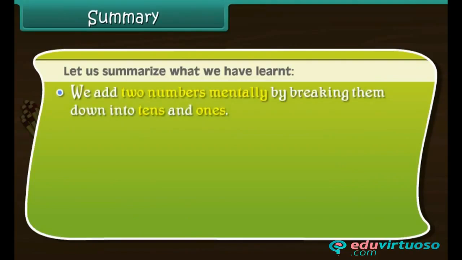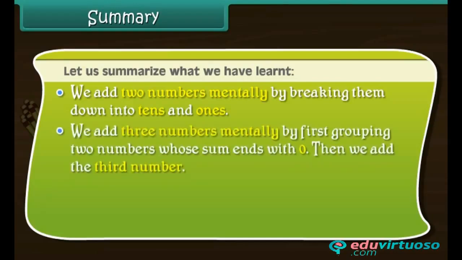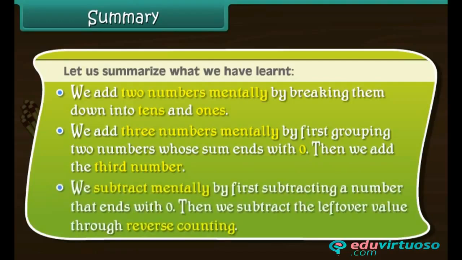We add two numbers mentally by breaking them down into tens and ones. We add three numbers mentally by first grouping two numbers whose sum ends with 0. Then we add the third number. We subtract mentally by first subtracting a number that ends with 0. Then we subtract the leftover value through reverse counting.